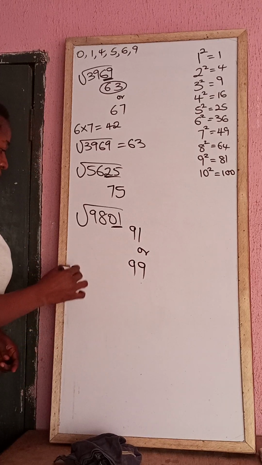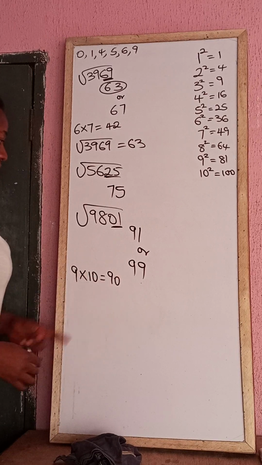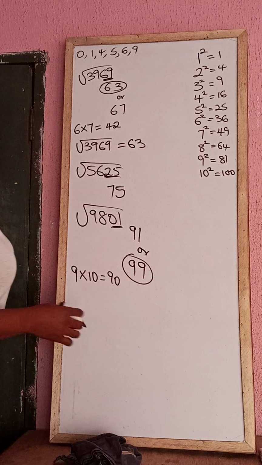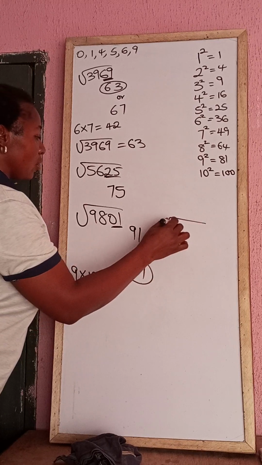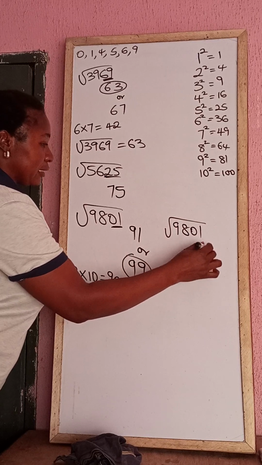Once again, after 9, the next digit is 10. So 9 times 10 will give us 90. And 90 is smaller than 98. So we are going for the larger number. Hence, the square root of 9801 is equal to 99.